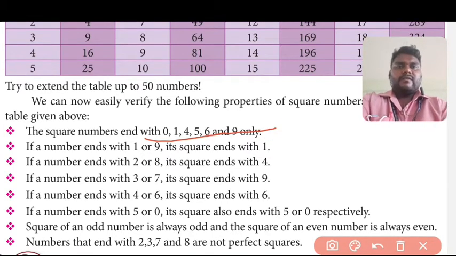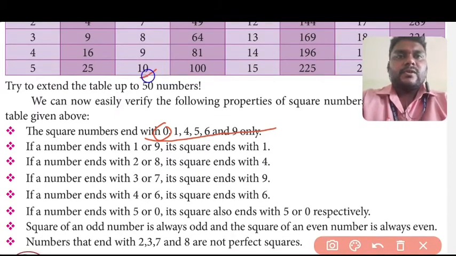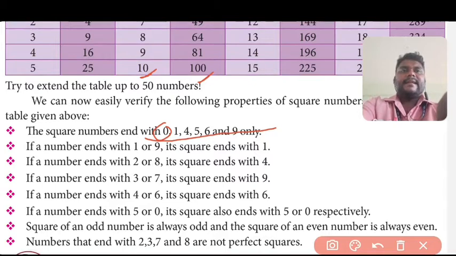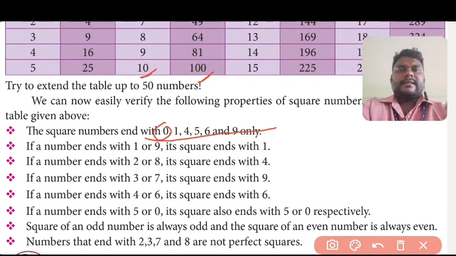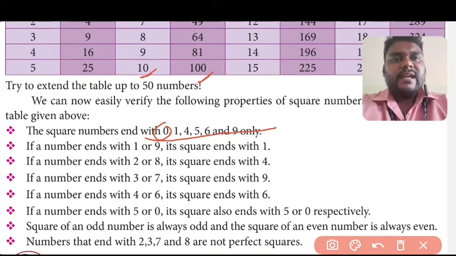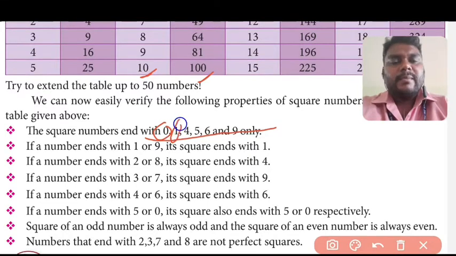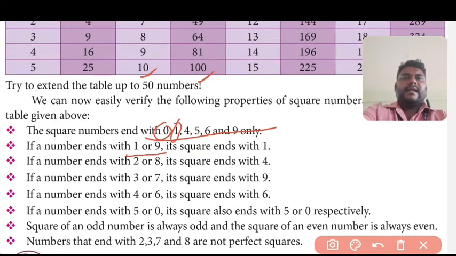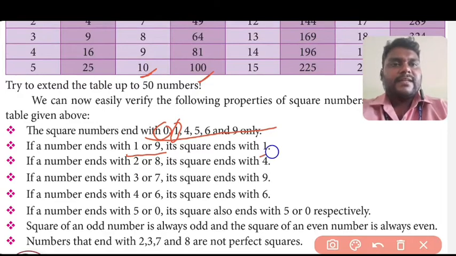So when a number ends with 0, then the square of that number also ends with 0, like 10, 100, 20, like that. Next, when a number ends with 1 or 9, the square of the number ends with 1.